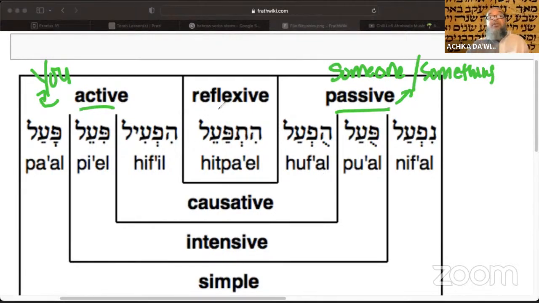Okay. The reflexive is group number 4, right? Meaning that I'm going to do this action on oneself. I'm going to feed myself. I'm going to dress myself. I'm going to brush my hair. I'm going to drive myself. I'm doing all these types of things.